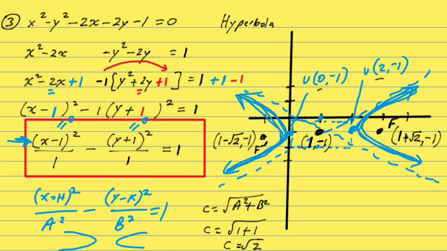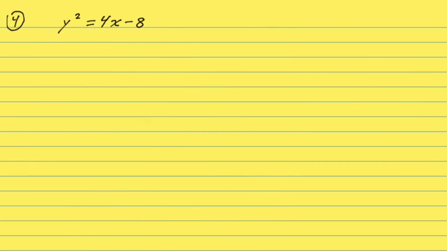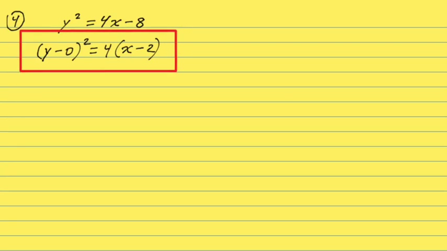Okay, in the interest of time, I might move on to number 4. 4 is a pretty easy one compared to the other ones. Y could simply be called y minus 0. If I factor a 4 out, I get x minus 2. And now I have it in standard form. That's pretty much all there is, because you have y minus k, quantity squared, equals 4p times x minus h.